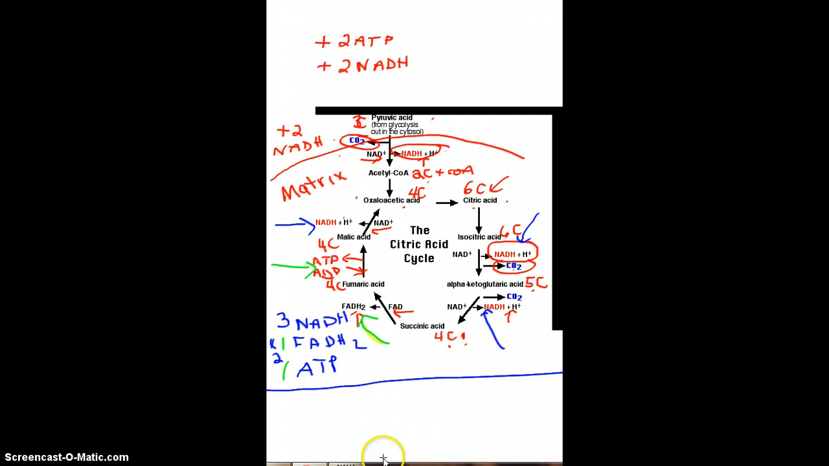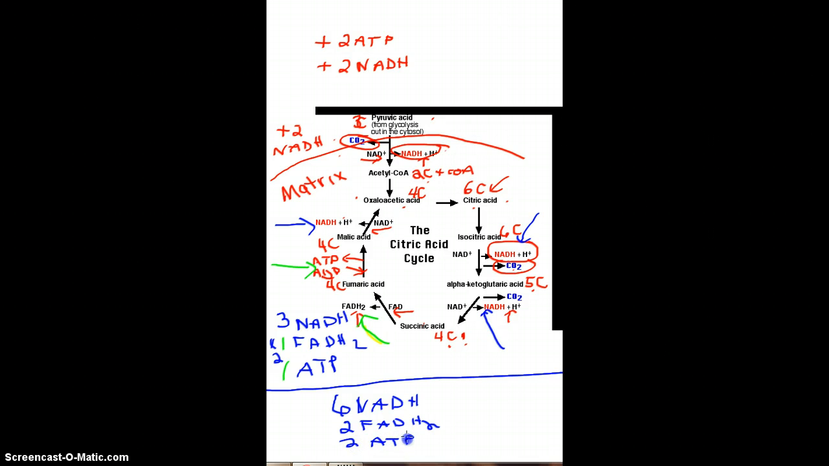Alright, I'm going to pause this thing if I can figure out how to do it. Back in a second. So what we've made for both Krebs cycles, we had 2 sets of 3 carbon molecules come in. We have made 3 NADH, times 2, and 2 FADH2s. And we've made 2 ATPs.